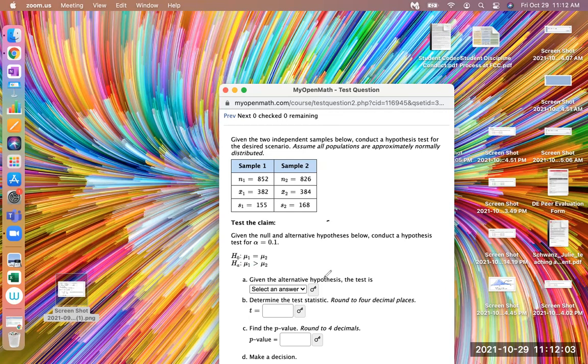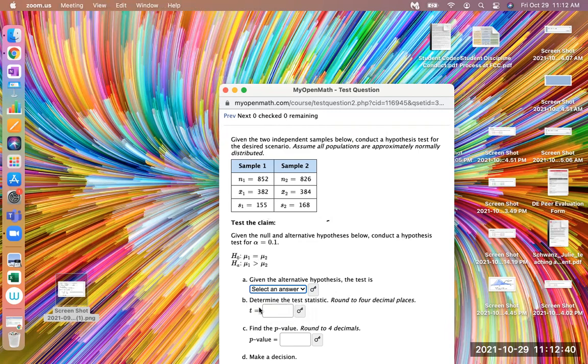So it says, given the alternative hypothesis, the test is... Like I said, all you have to do is look at the direction the arrow is pointing from the null alternative hypothesis. This is pointing to the right, so we're going to say that this is a right tail test, right? If they said does not equal, like we saw in number 3 of this section, then I would say this is a two-tail test, right?